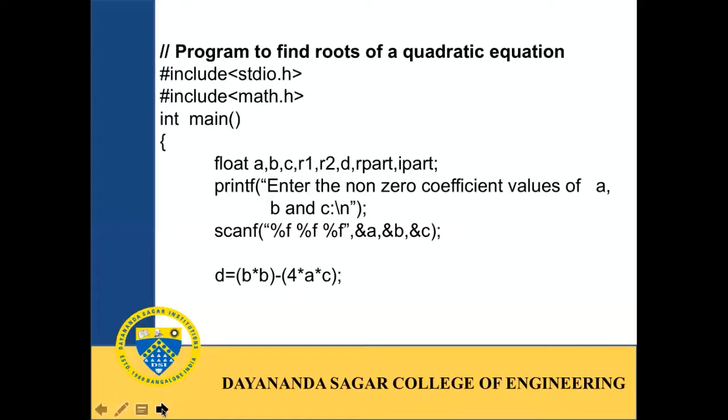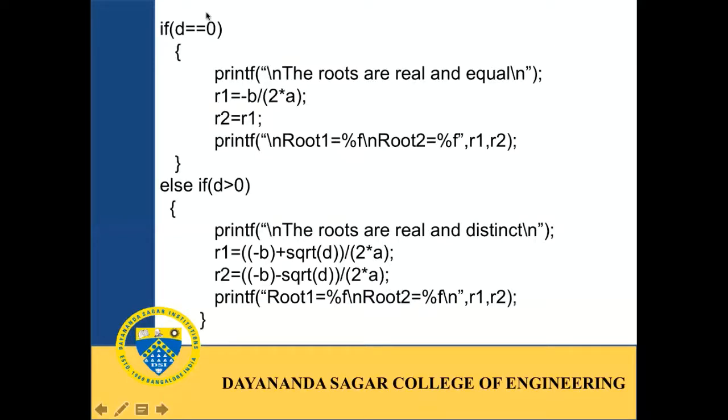Then once we have the value of the discriminant calculated, depending upon the value of d, there are three possible cases. If d is 0, what type of roots? When d is greater than 0, what type of roots? When d is less than 0, what type of roots? So to do this, there is a decision making based on some condition. So to do that, we are using a multi-way selection statement, the else if ladder, wherein first we have the if statement, keyword if followed by the condition. So we are checking whether d is equal to 0.